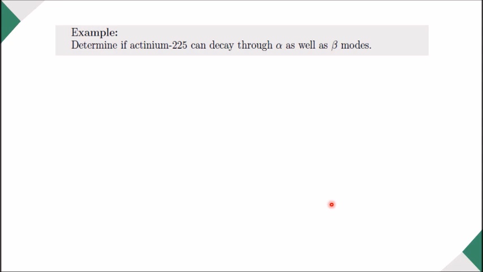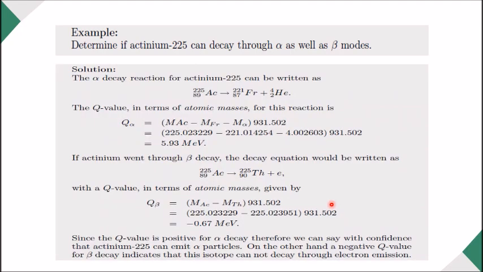So let's examine how it works for actinium-225. The alpha decay reaction for actinium-225 can be written as: 225 actinium with 89 protons forms 221 francium with 87 protons, where the alpha particle produced is a helium nucleus of 4 nucleons, that means 2 neutrons plus 2 protons.